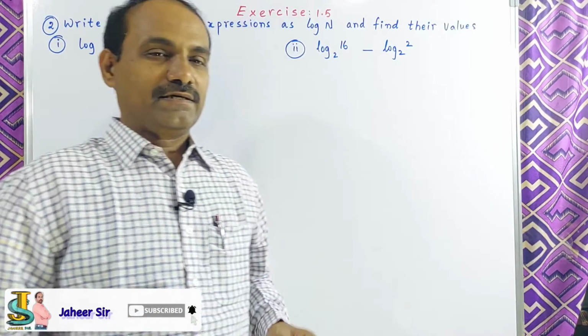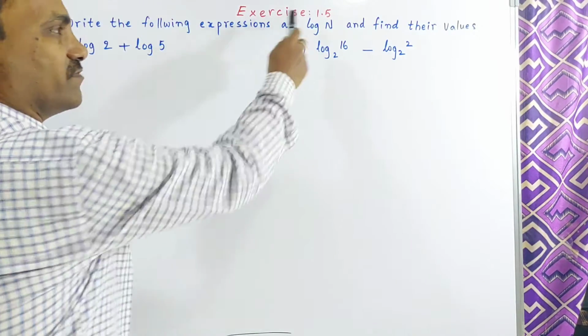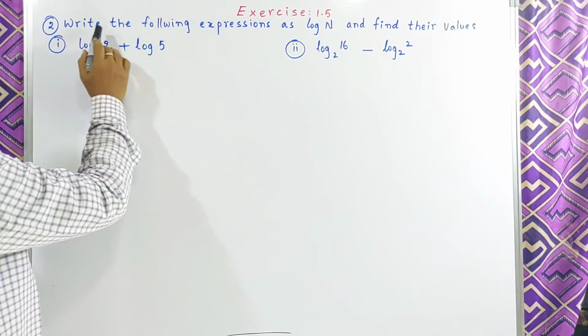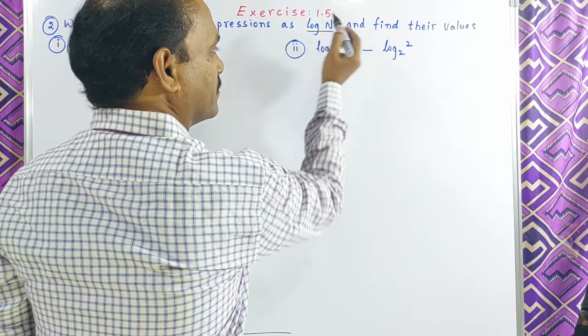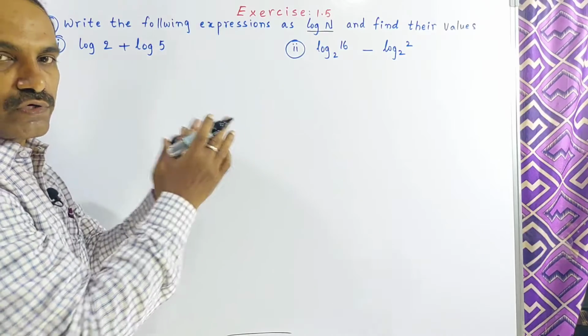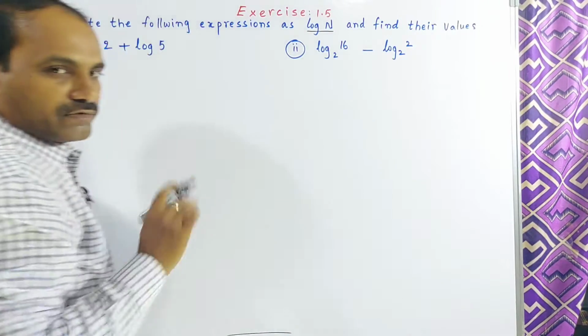Today we are going to discuss question number 2 from exercise 1.5, Real Numbers. What is the question here? Write the following expressions as log n. What it means? This one is expanded form. We are going to combine that one and find their values.